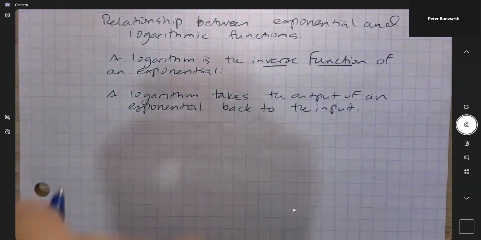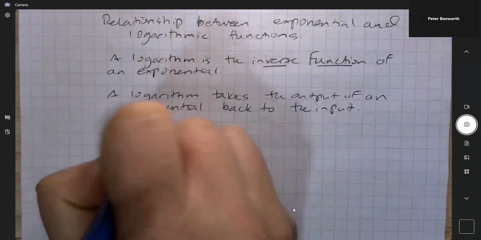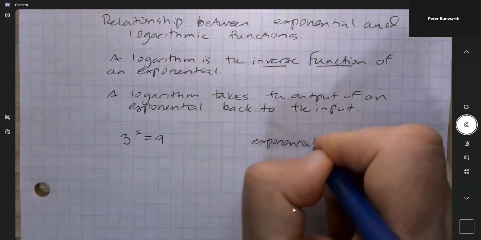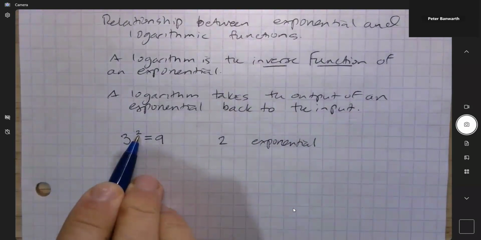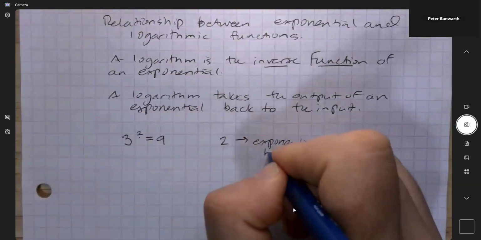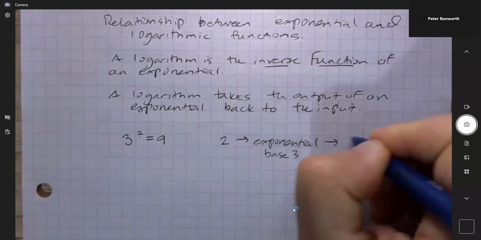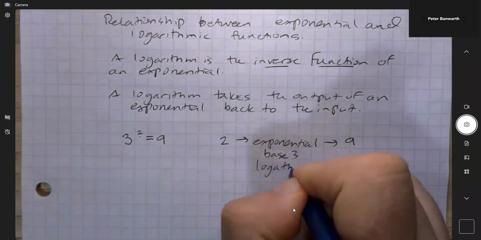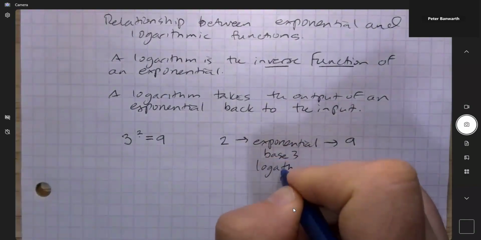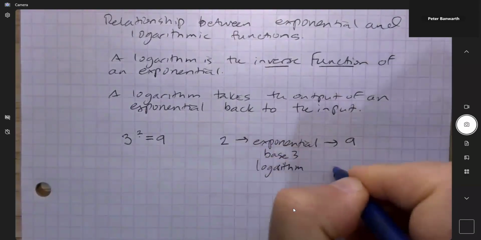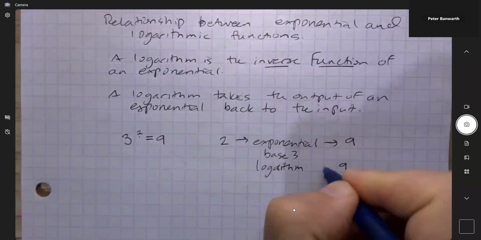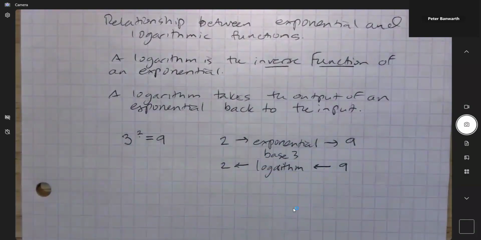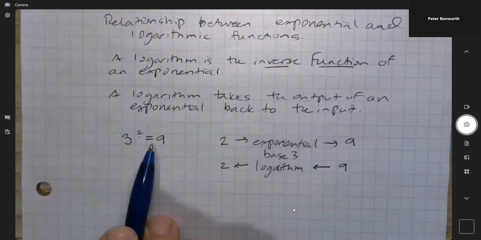Now, let me give you an example of that. I know that 3 squared equals 9. The exponential takes the squared as my input, applies it to the 3, and gives me the output 9. And a logarithm takes that 9 and runs it back through to give me the original input. They both work off base 3 in this example.